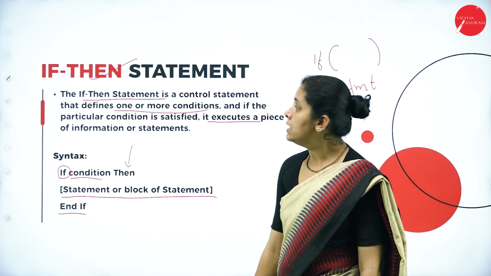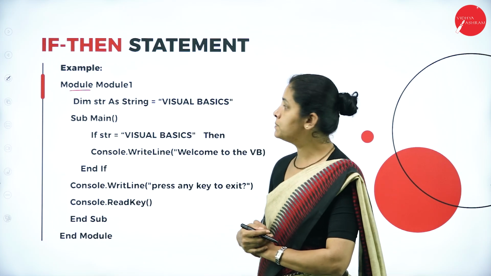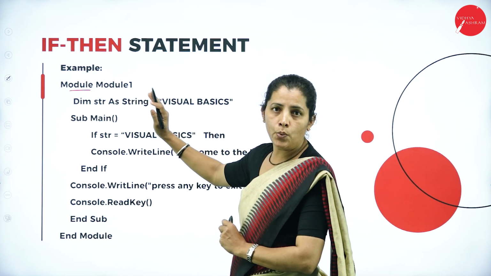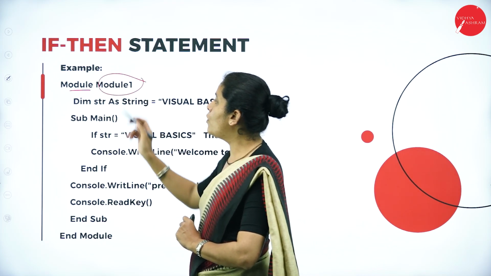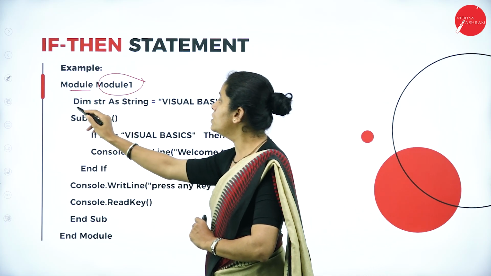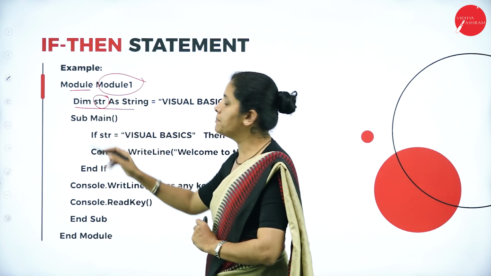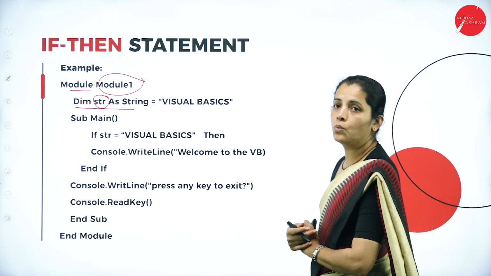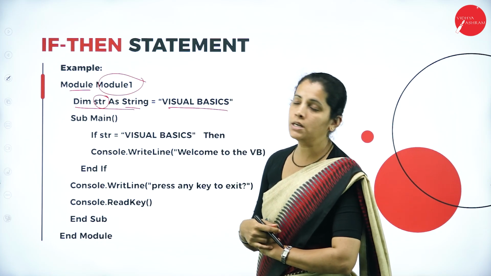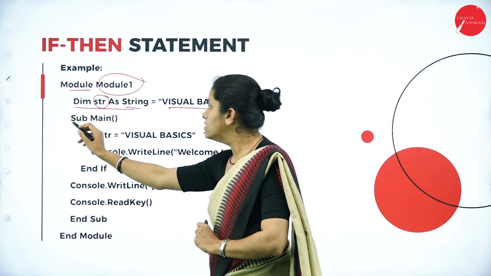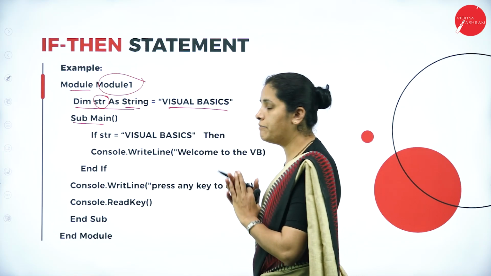Okay, fine. Now, let us see a simple example here. So, Module1. What's my Module1? In VB, everything is treated as a module. So, what is the name of the module? Module1. Now, I'm going to define the variable, that is Dim. Here, what is my variable name? That's nothing but str, as, what's my data type here? String. And I'm going to assign Visual Basic. Then it is my main function, so it is a subroutine, Sub Main.